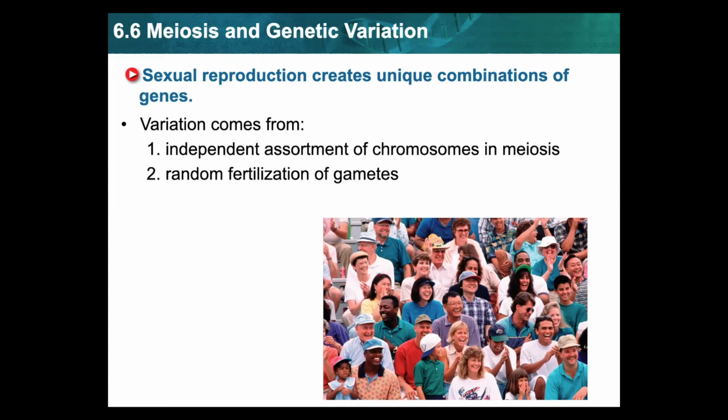And then random fertilization of gametes, which means that, again, it's not chosen. You cannot choose a certain egg and sperm cell to be fertilized. It's random in the sense that you can't choose which one you want.